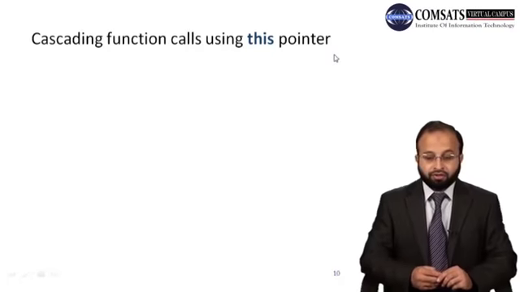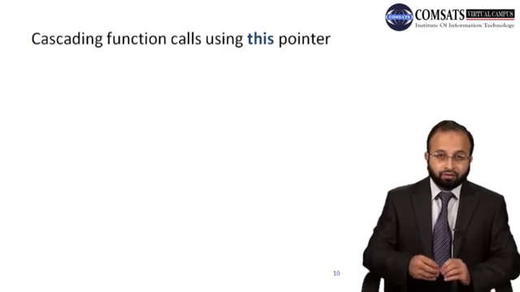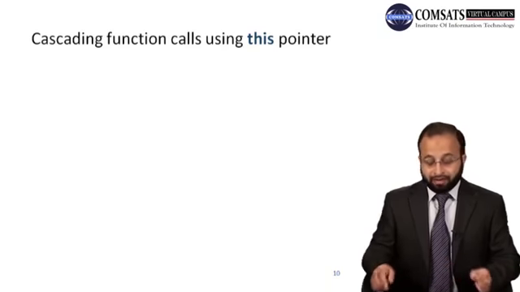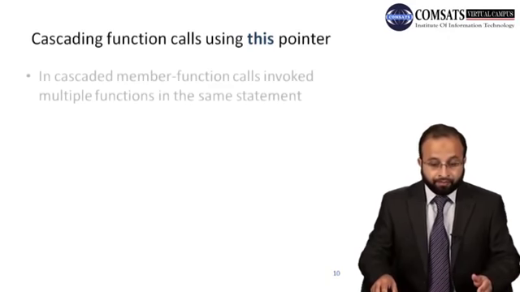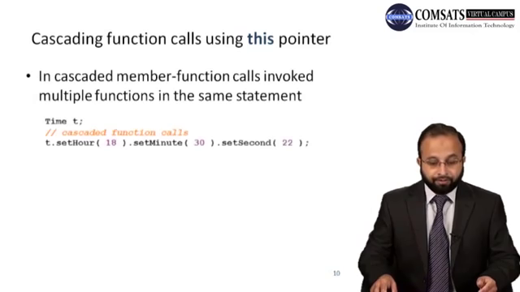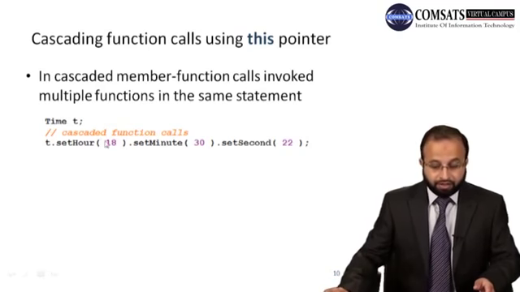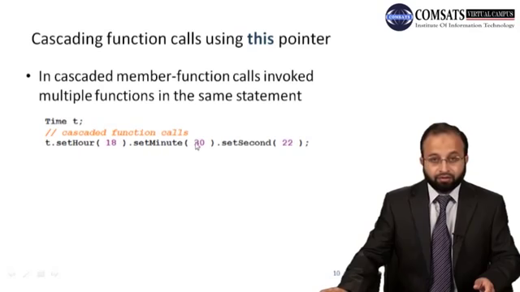Now cascading function calls using the this pointer. Cascading means you're calling one function, then another function, then another function, and so on. In cascaded member function calls, you invoke multiple functions in the same statement. For example, we have an object of class Time, and the name of the object is T. So we can have these cascading function calls. T.setHour, we are passing the value 18, .setMinute, we are passing the value 30, .setSecond, we are passing the value 22, right?